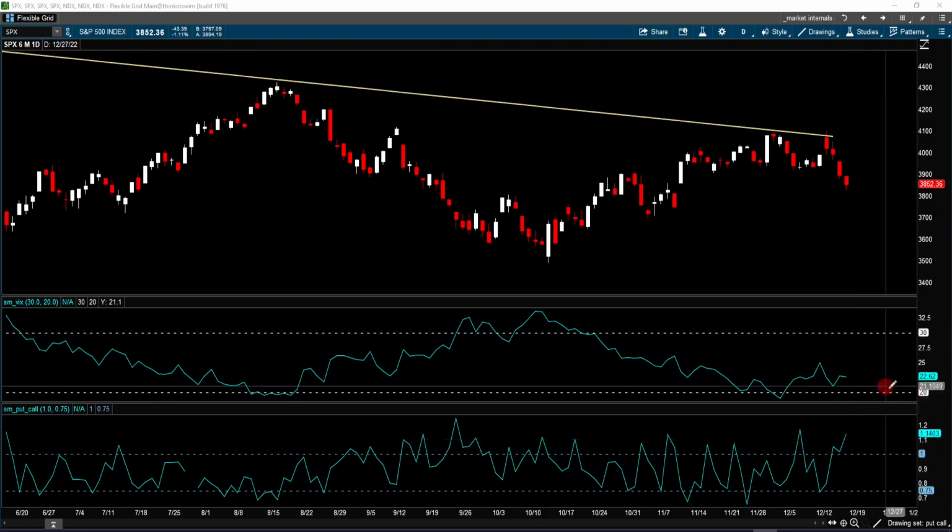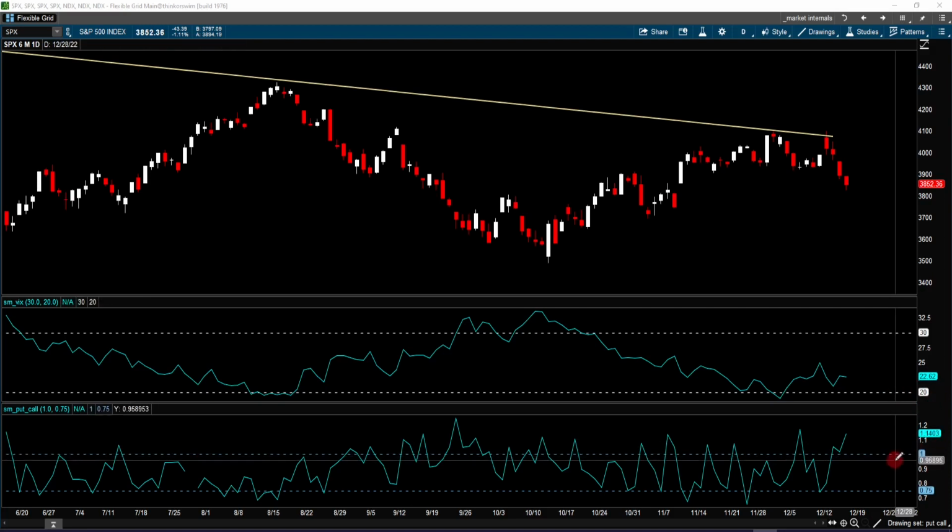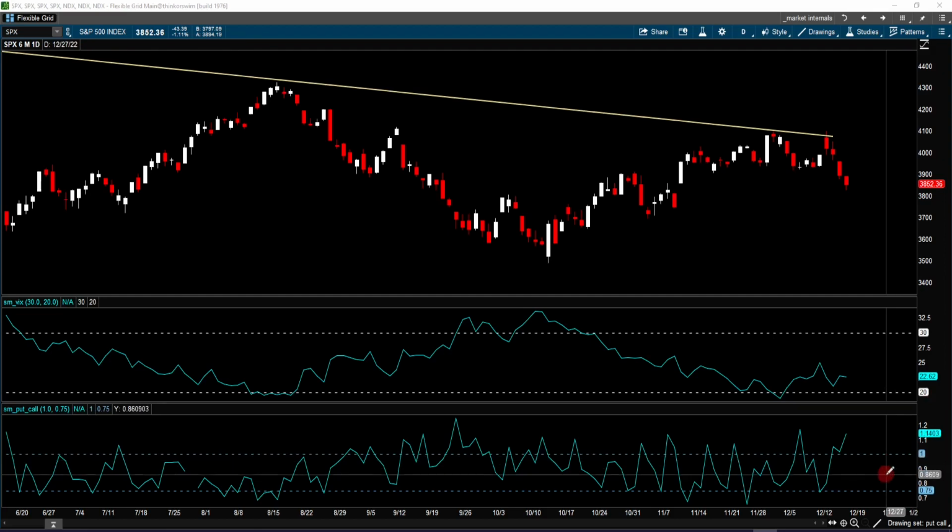We see the VIX is hovering somewhere close to 23, sitting at 22.62 as of Friday's close, and the put-call ratio is up at 1.14. So definitely the market participants are getting a little bit more fearful and getting quite bearish now.